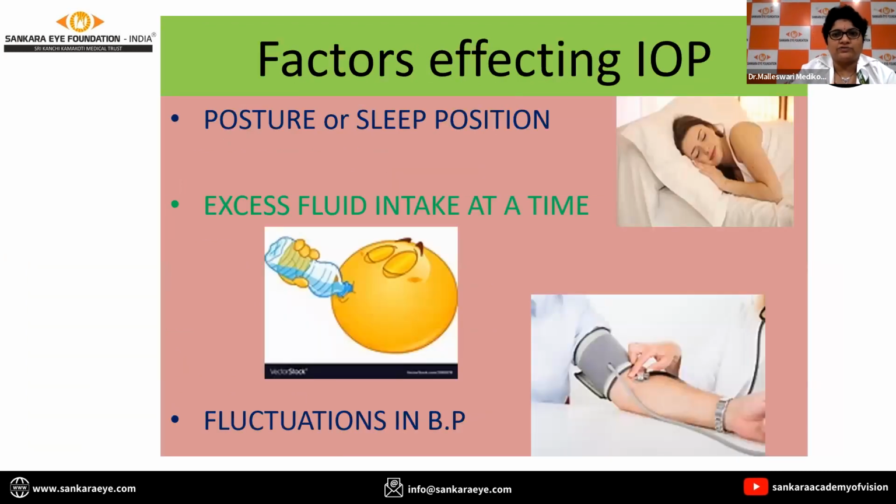Other factors which we need to see in these patients. One is the posture or sleep position. Sometimes the patient has bilateral glaucoma but is progressing in one eye. If you ask about the sleep position, sometimes those patients sleep in one particular position, which can cause raised jugular venous pressure and progression of glaucoma.